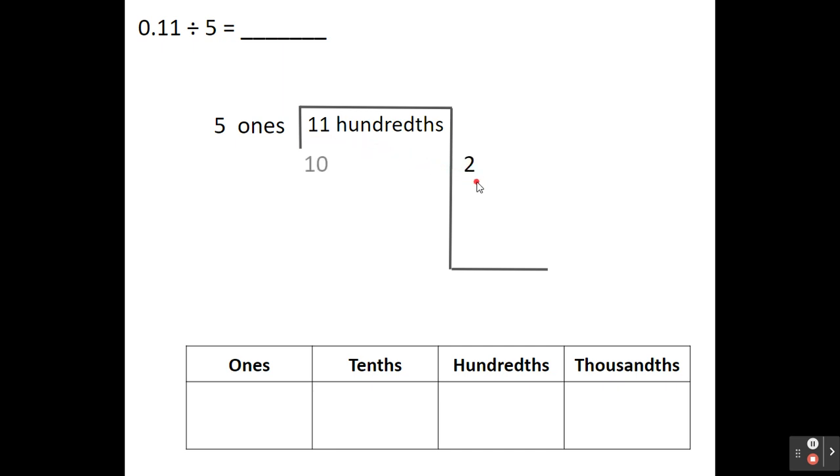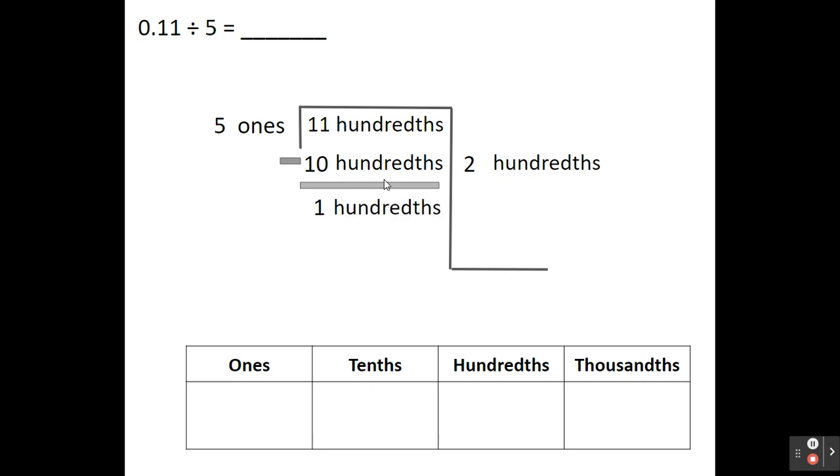5 times 2 is 10. Remember, we're trying to get to the hundredths, so we're going to place 2 hundredths on the outside, and 5 ones times 2 hundredths is 10 hundredths. Now we can subtract. 11 hundredths minus 10 hundredths is 1 hundredth left over. So now we're asking ourselves, what can we multiply by 5 to get closest to 100 without going over? Well, the first multiple of 5 is already too big. So we're going to rewrite 100 using a smaller place value.